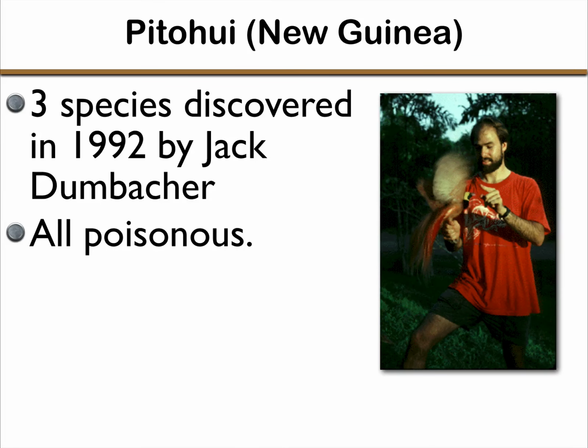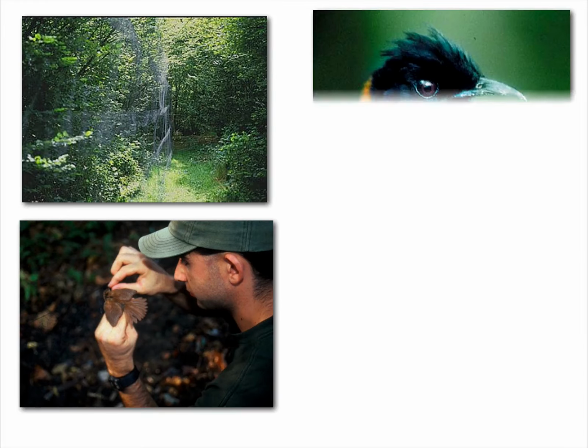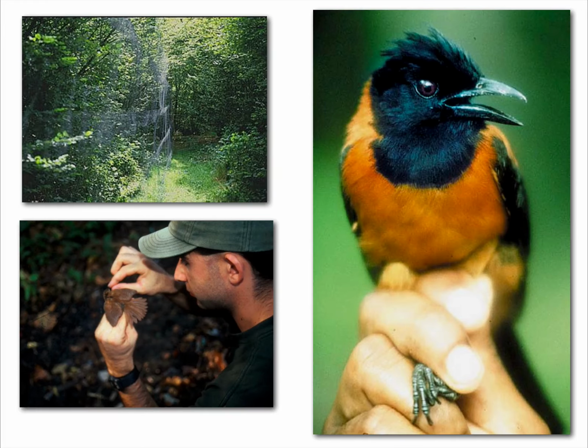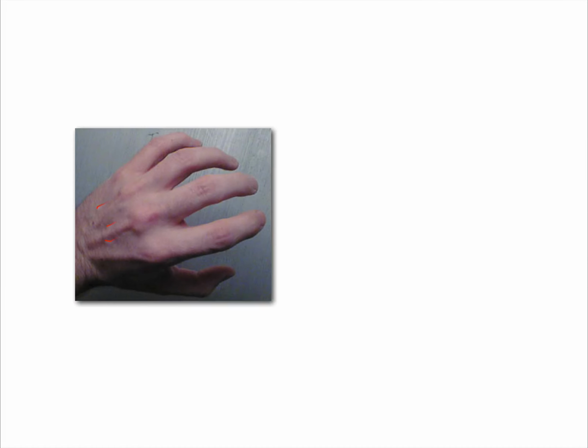Well, the person who discovered this group of animals was Jack Dumbacher back in 1992. He discovered all 3 species in New Guinea and found out they're all poisonous, but he found out the hard way. He was mist-netting the birds because he wanted to trap them and band them so he could keep track of them. And of course, you catch a bird, fine. Birds have claws, like reptiles, because they evolved from reptiles. And so his hand got scratched on one occasion, probably more than one occasion. But he wasn't thinking one day and actually licked it.